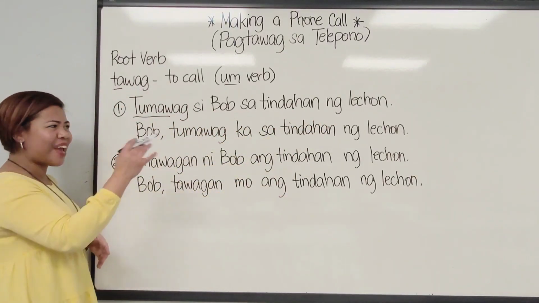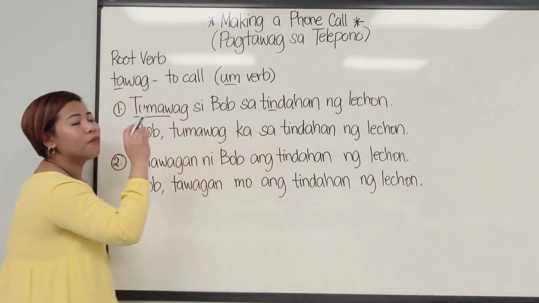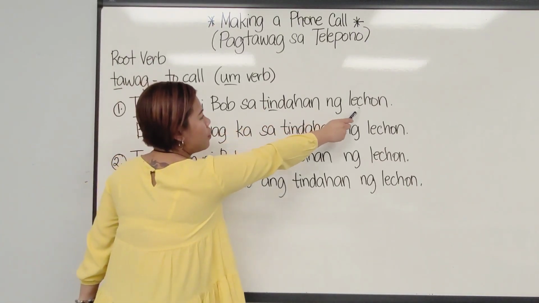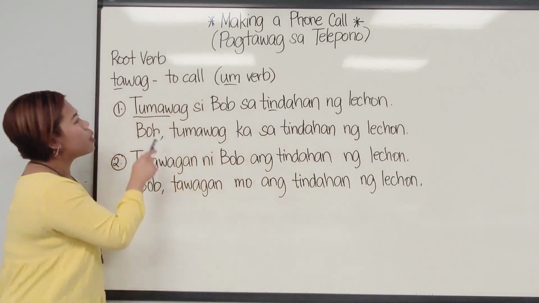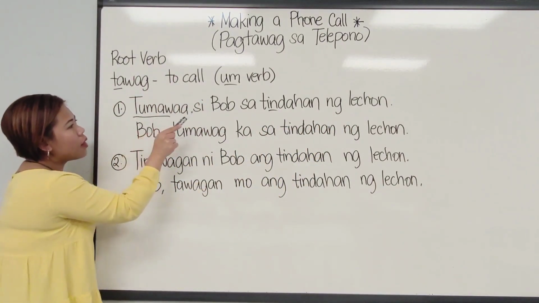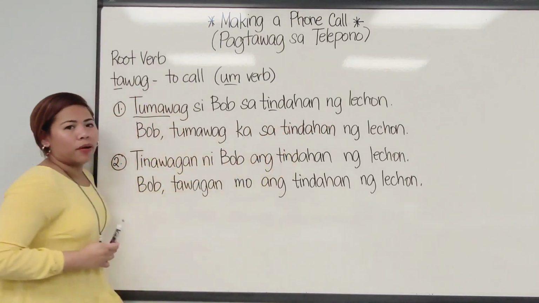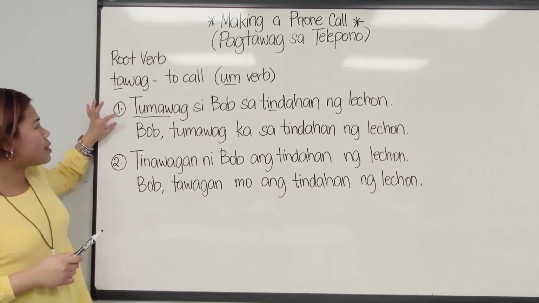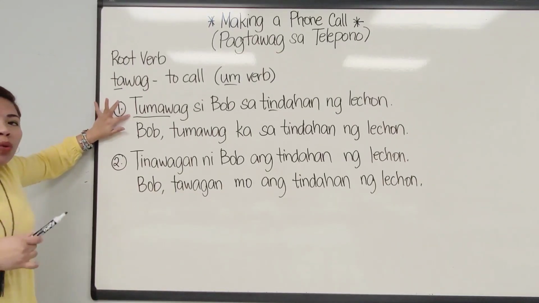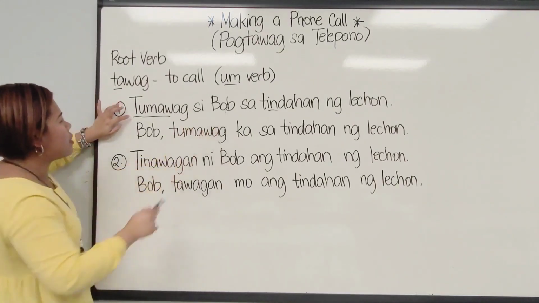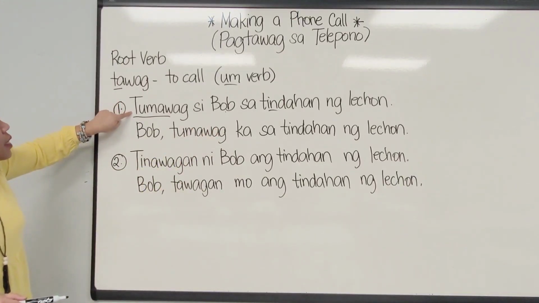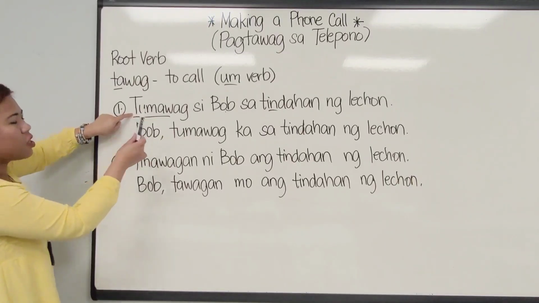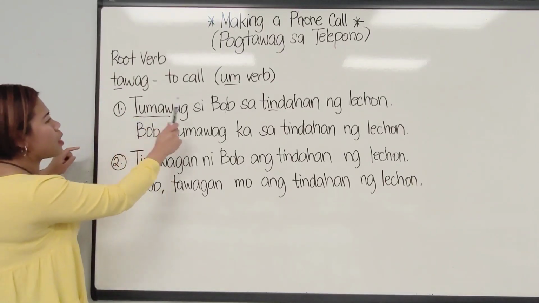What is tindahan again? We already took up this vocabulary word. Tindahan is the store of lechon, or the lechon store. Bob called the lechon store. It's in the past tense. Now in this sentence, the doer of the action, Bob, is the focus. That's why we conjugated our verb in this way. So just the regular conjugation. That is our first sentence.